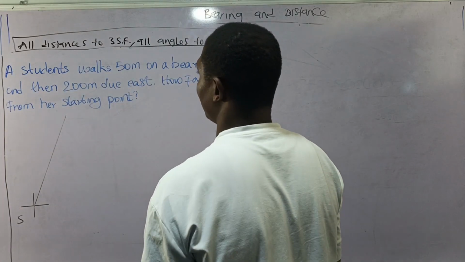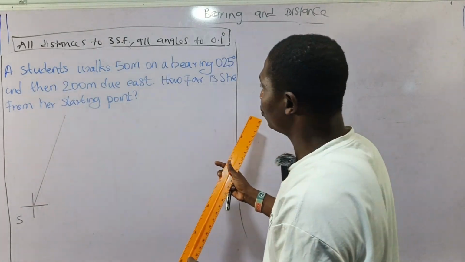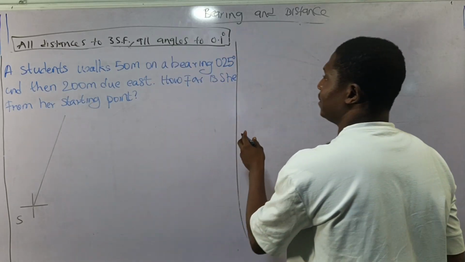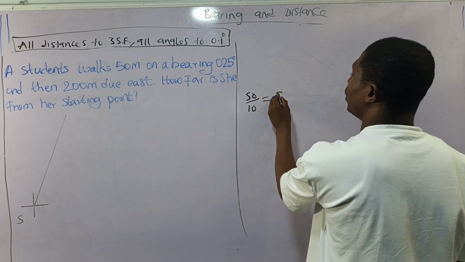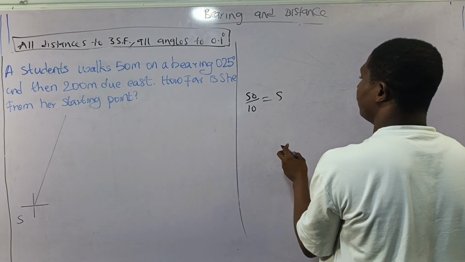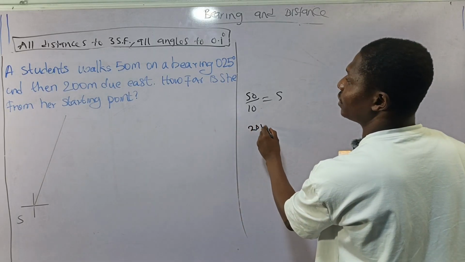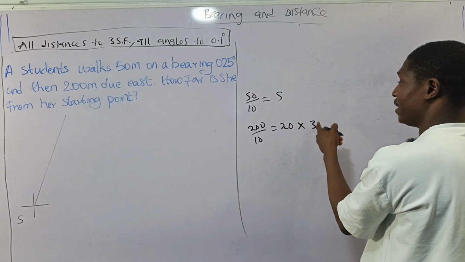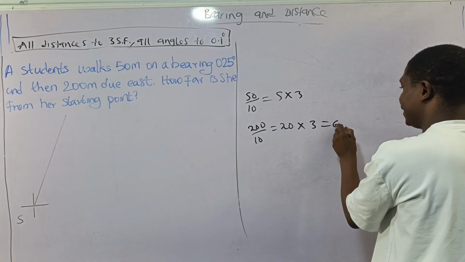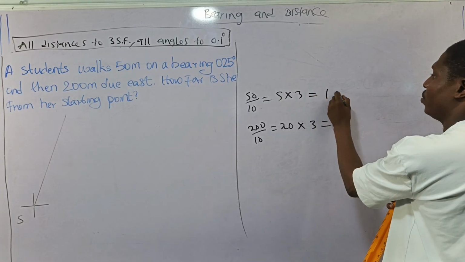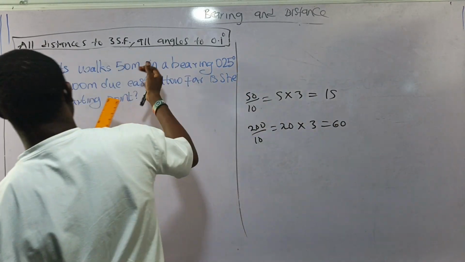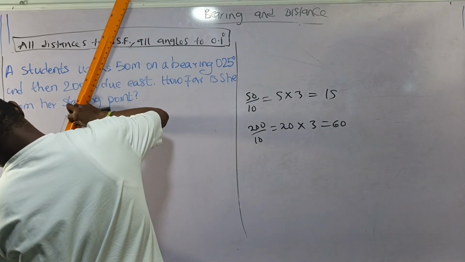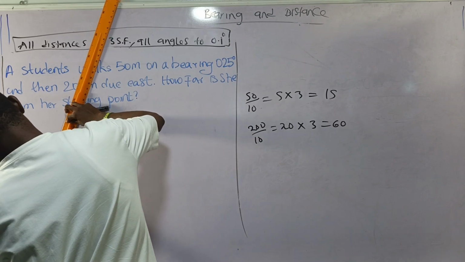So we can see that 200 meter, my meter rule here is not up to 200 meter. So I can simply say divide by 10. 50 divided by 10 will give you 5. And the other 200 divided by 10 will give me what? 20. To make this increase, I can say times 3. If I say times 3, then here I must do times 3 so that I'll have 60. I have 60 here. So here becomes 15. So my 50 meter here, I'm going to be using 15 centimeter on my rule. And my 15 is this, very short.